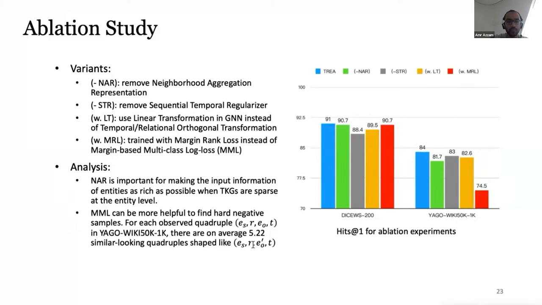For each observed quadruple (ES, R, EO, T) in YagoWiki 50K, there are on average 5.22 similar-looking quadruples shaped like (ES, R, EO prime, T). EO and EO prime can be regarded as hard negative samples of each other since they have similar neighborhood information.